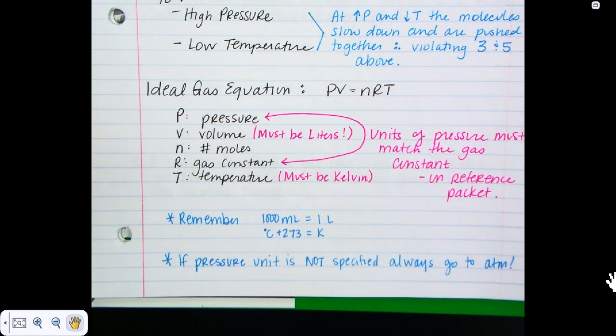So a couple of important conversion factors that will be helpful. Again, it's always worth remembering: 1,000 milliliters is equivalent to 1 liter. And to get from Celsius to Kelvin, you add 273. One last note before we start calculating. If you're asked to solve for pressure and a particular unit is not specified, always go to atmospheres. That is the standard jumping off point. So if it says, what's the pressure of, and then they give you all of the other variables, but it doesn't say do it in kPa or in millimeters of mercury, always just default to atmospheres.